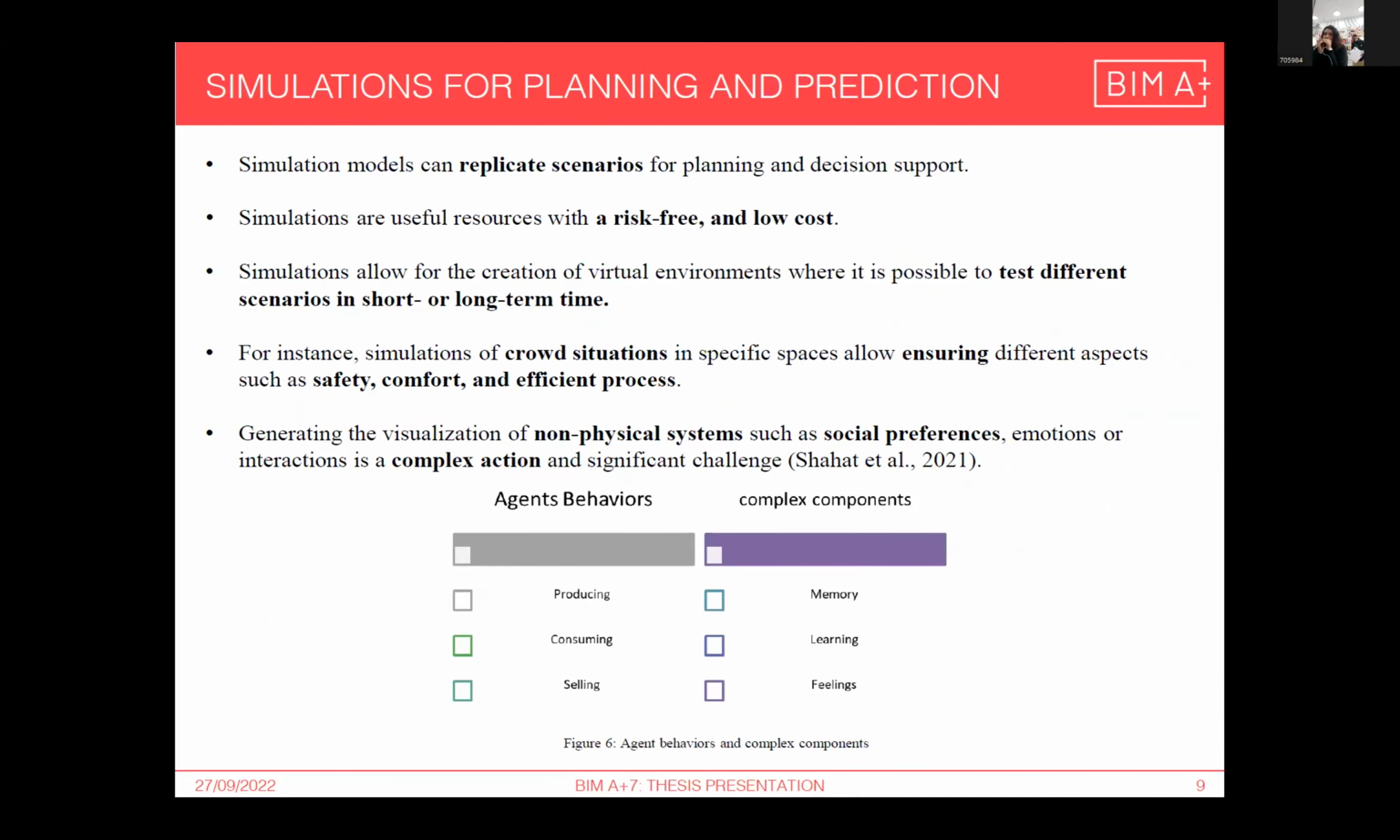Now, why use simulations for planning and prediction? Because simulation models can replicate scenarios for planning and decision support. Simulations are useful resources with a risk-free and low cost. Simulations allow for the recreation of virtual environments where it's possible to test different scenarios in short or long-term times. For instance, simulations of crowd situations in specific spaces allow ensuring different aspects such as safety, comfort, and efficient process.